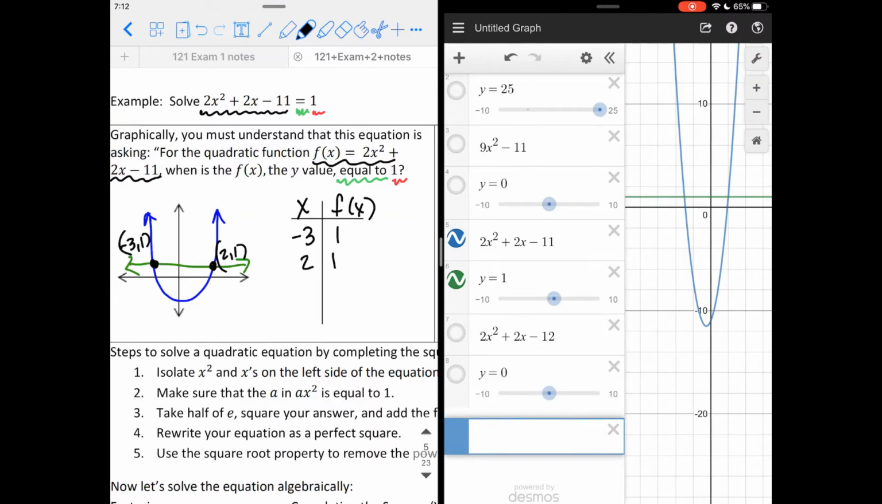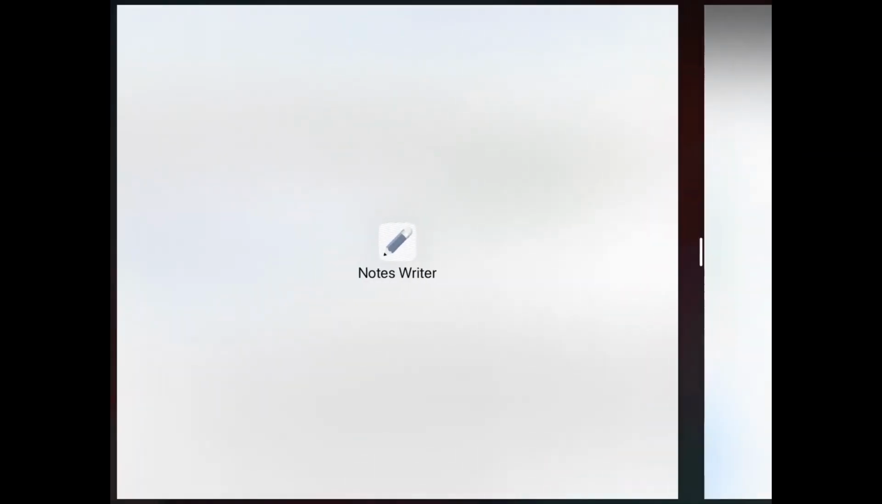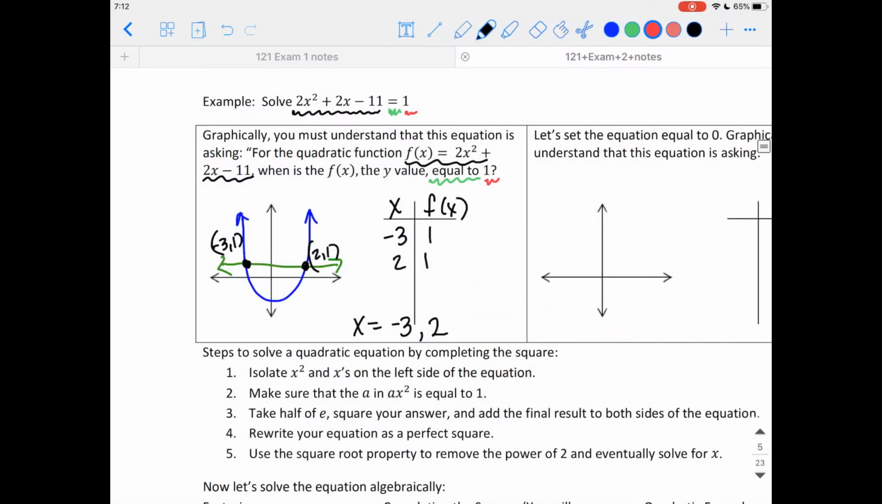So when is f of x, the value, equal to 1? Our answer is going to be x is equal to -3 and 2. So when our x values are -3 and 2, we're going to get y values of 1. All right, let me zoom out here.